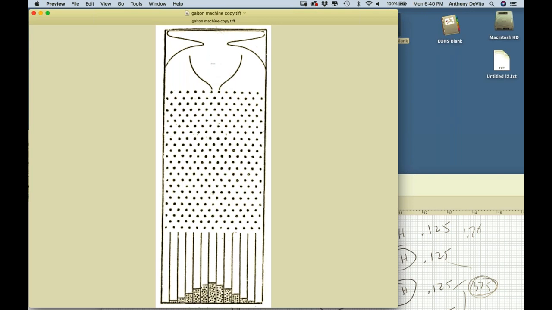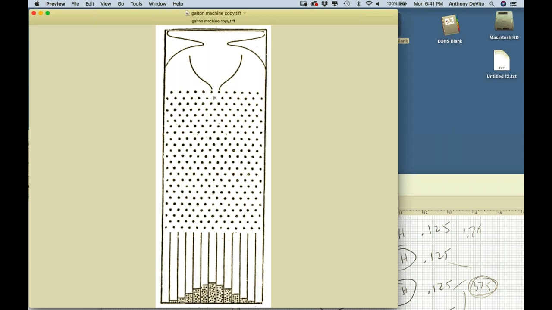So the deal here is we have steel balls. We're going to drop them down here, and it's going to come straight down and hit a pin. Now, when it hits that pin, it could go either direction. It could go to the left, or it could go to the right. 50-50 chance. It's literally the same as our heads or tails, our coin flip, right?